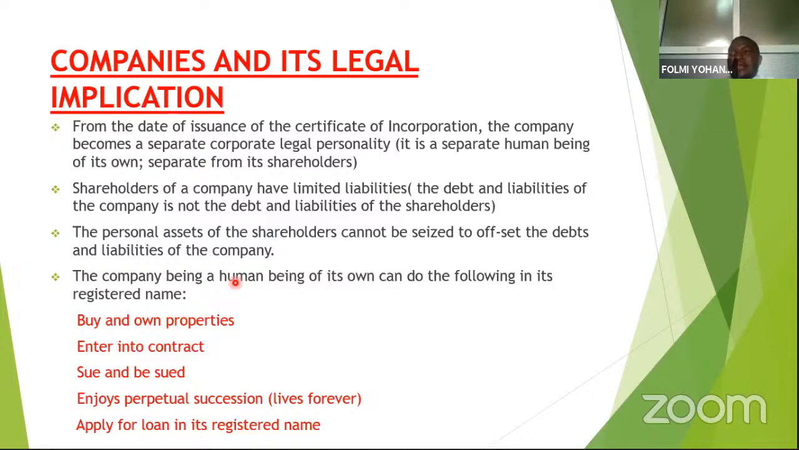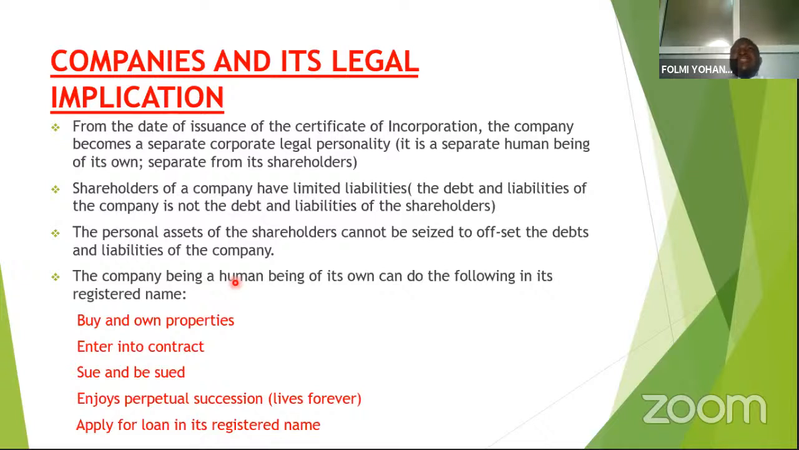or he can sue and be sued. In this case, the company can sue whoever it is indebted to, or whoever it feels breaches its rights, and at the same time the company too can be sued in its own name. So it's vice versa, because that company is an artificial person. Then it enjoys perpetual succession. That means it lives forever.